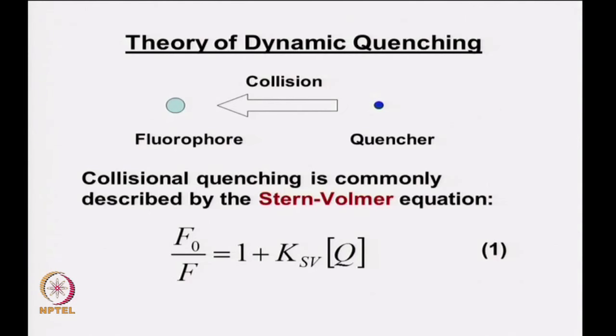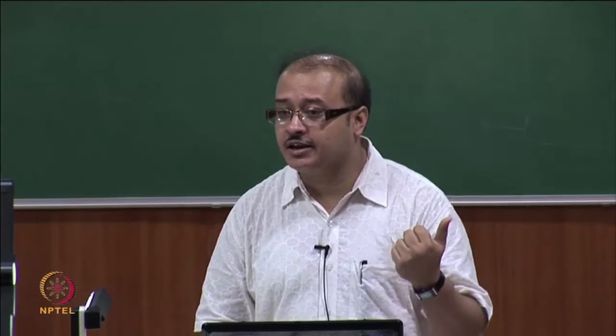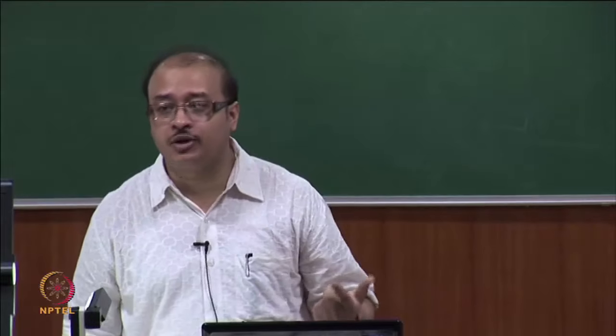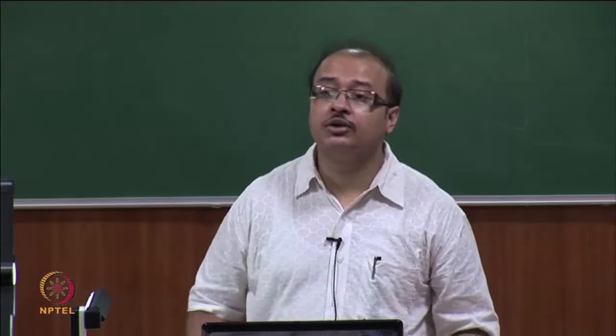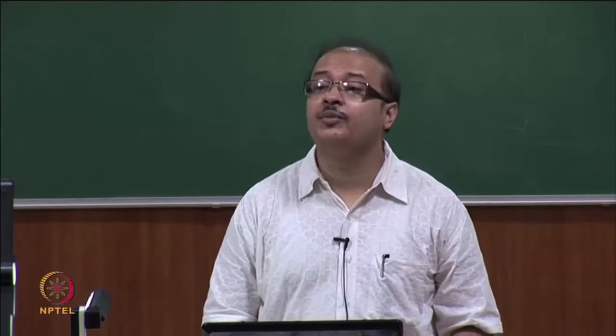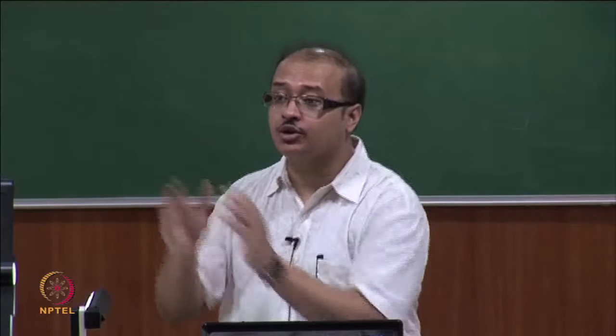What it says is F0 by F is equal to 1 plus KSV, where SV stands for Stern-Volmer, times the concentration of Q. Let me repeat: it is easy to understand that the higher the quencher concentration is, the more quenching there will be. That means there will be a dependence upon your quencher concentration. This is exactly what you see here, where Q is your quencher concentration, and F0 by F, a measure of your fluorescence quenching, is equal to 1 plus a certain constant, KSV, called the Stern-Volmer constant, times the concentration of the quencher.